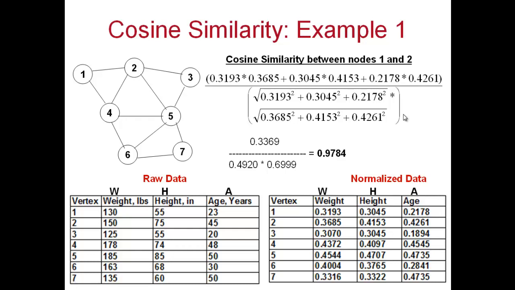The numerator, the product, evaluates to 0.3369. The denominator: the square root of the sum of squares for the first vector is 0.4920, and for the second vector it is 0.6999. If you simplify the math, you get 0.9784.